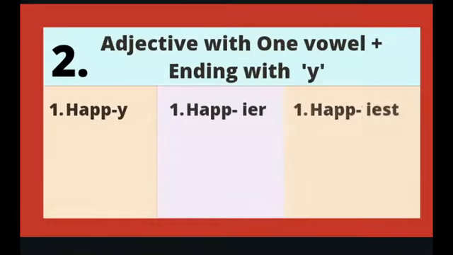Now, rule number 2. Adjectives with one vowel and ending with Y. Now, look at the example happy. There's one vowel and it ends with Y. So, to get the comparative degree, you need to replace the Y with IER. So, happy is the positive and happier is the comparative degree. To get the superlative, you need to replace Y with IEST. So happy and happiest. So once again, happy, happier, happiest.